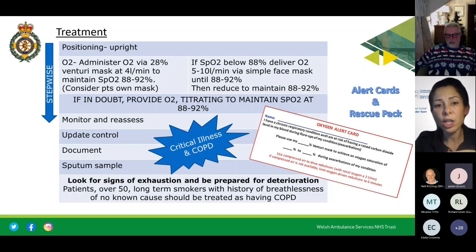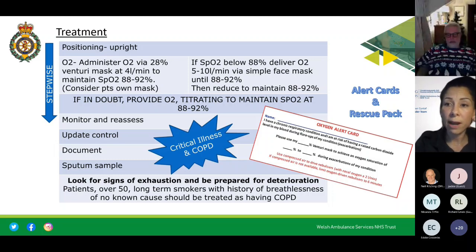There's a copy there of an alert card, so do ask patients if they have a diagnosis that they may have an alert card, and it will give them an idea of if they use HOMO2, if they don't, what their normal oxygen saturations are for them, what they aim for, and we'll give you some advice on that. So if they've got one, do ask for it.